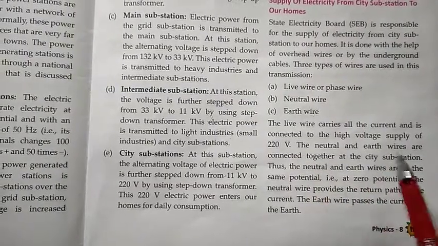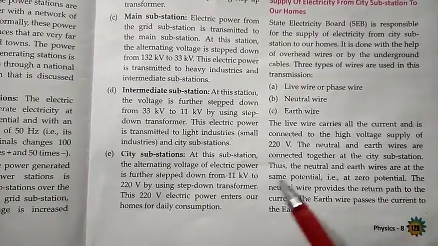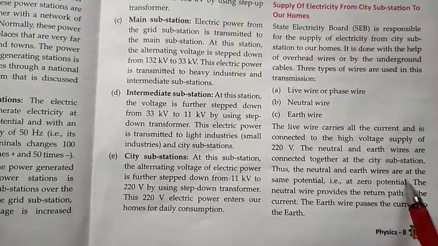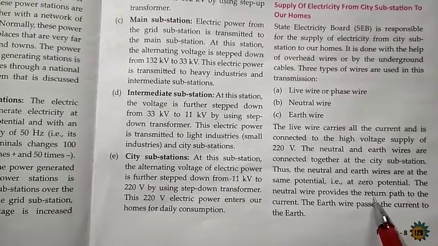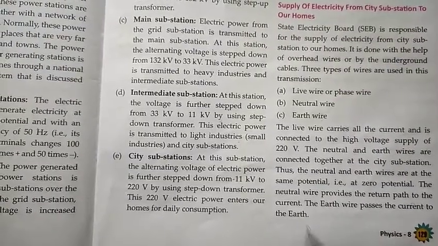The neutral and earth wires are connected together at the city substation. Thus the neutral and earth wires are at the same potential, that is, at zero potential. The neutral wire provides the return path to the current. The earth wire passes the current to the earth.